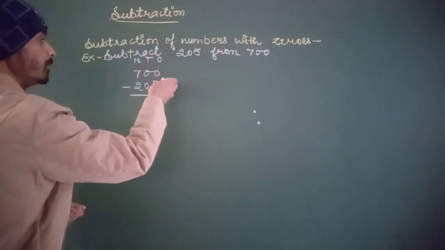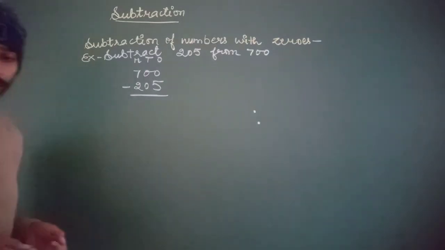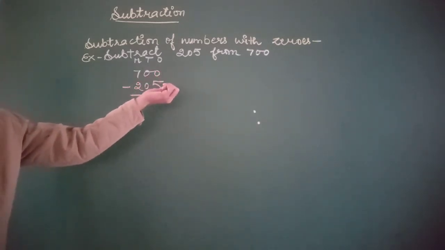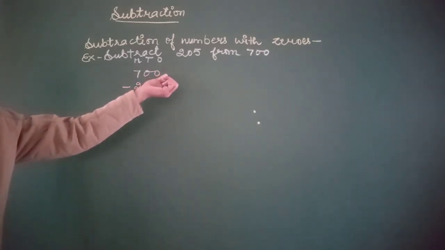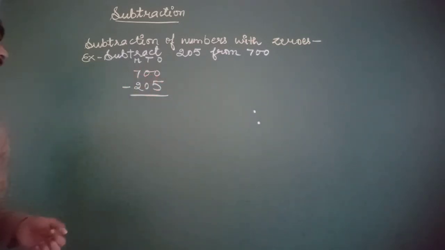Here 5 ones cannot be subtracted from 0 ones, and 0 tens cannot be regrouped. So regroup 7 hundreds 0 tens into 6 hundreds and 10 tens.